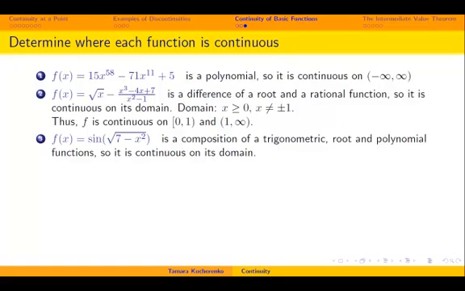To find the domain of f, we set the expression under the radical to be non-negative. So 7 minus x squared has to be greater or equal than 0. Solving this inequality, we obtain that f is continuous on the interval negative radical 7, radical 7. At the endpoints of this interval, we have one-sided continuity.